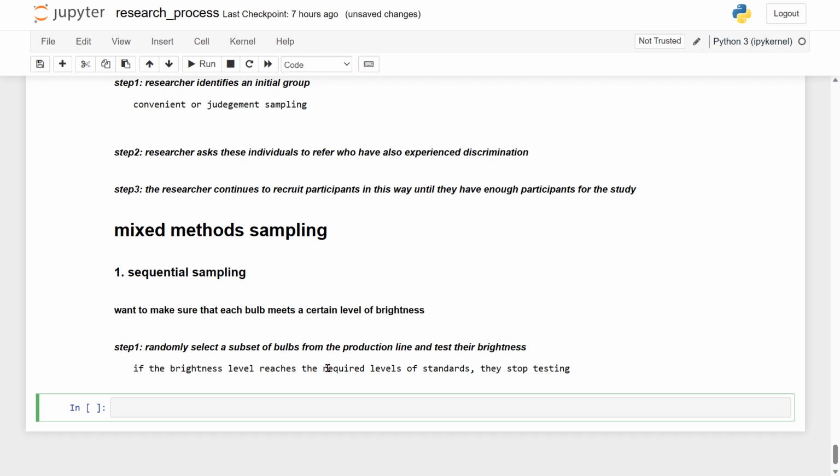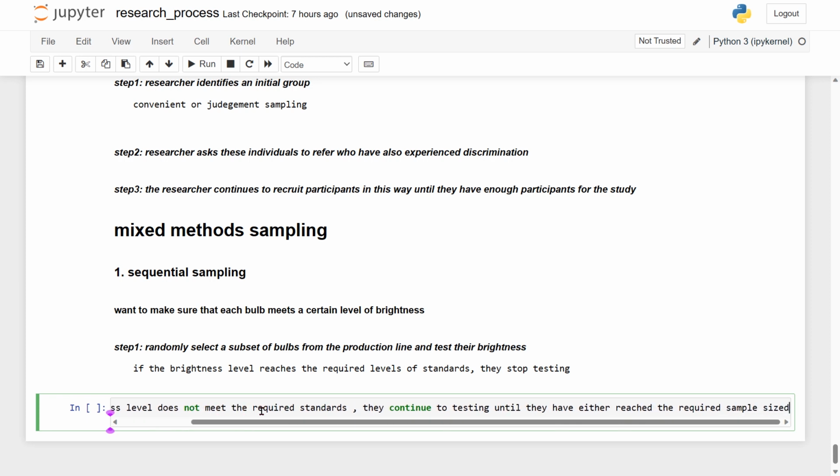However, if the brightness level does not meet the required standard, they continue testing until they have either reached the required sample size or have found enough defective bulbs to reject the entire production run.